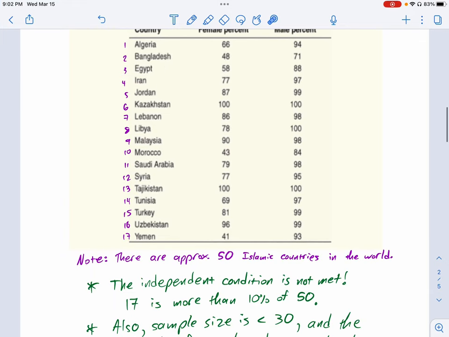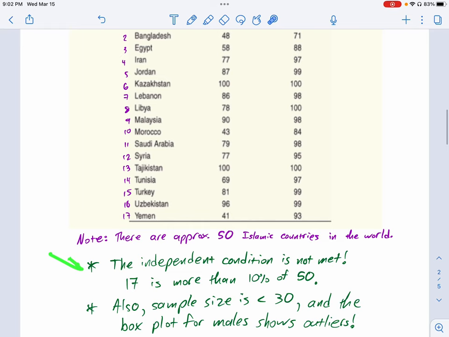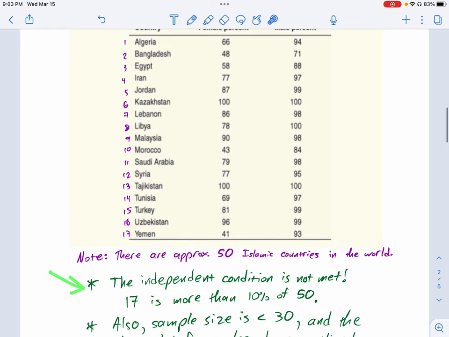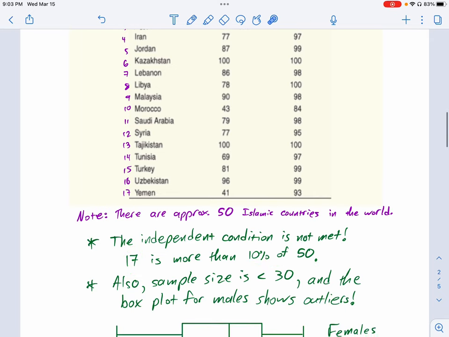This one's sneakier, maybe you didn't catch this. It's also not independent because I Googled this. Is 17 countries more than 10% of all Islamic countries? Turns out it is. There's approximately 50 Islamic countries in the world, and 17 is much more than 10% of 50. 10% of 50 is, drum roll, 5.